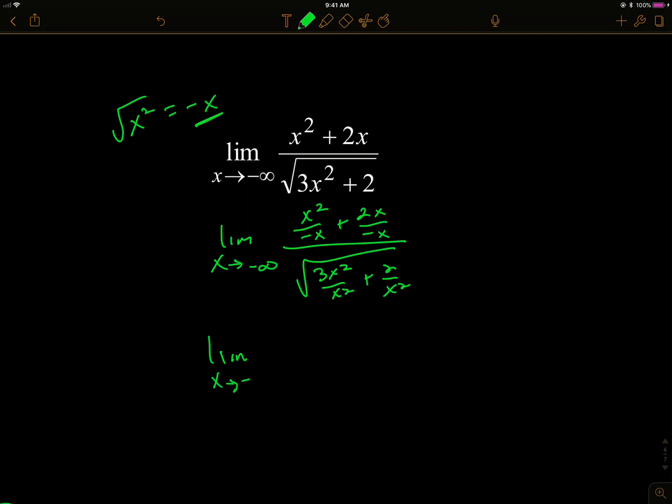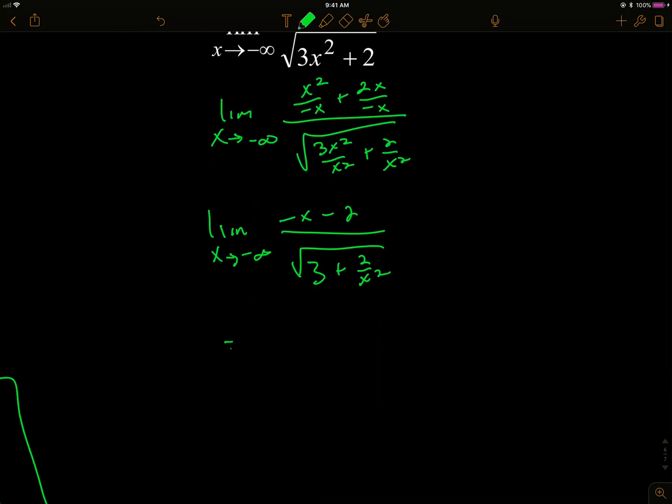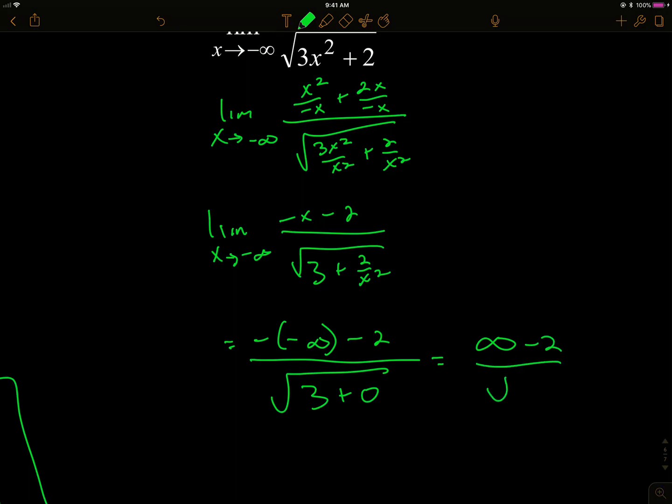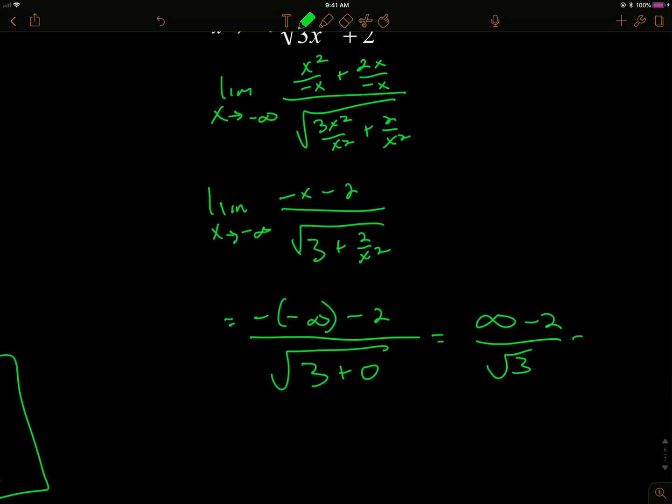that was a weird limit. I'm getting negative x minus 2 in the numerator. In the denominator, I'm getting the square root of 3 plus 2 over x squared. So when I plug in negative infinity, I'm getting negative infinity minus 2 over the square root of 3 plus 0. So I get a positive infinity minus 2 over square root of 3. So infinity minus 2 is still infinity, and then infinity divided by a positive number is still positive infinity. So that's how we work that one out.